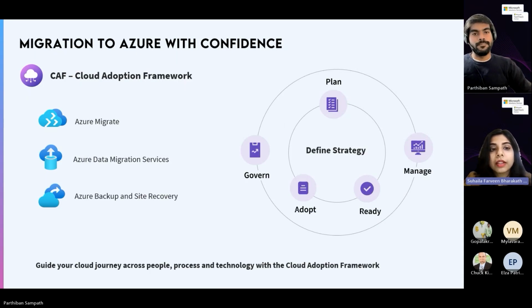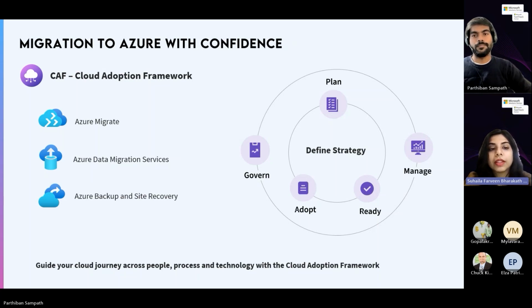Migrating can get chaotic without a solid strategy. So that's why we follow the Microsoft Cloud Adoption Framework, a structured, step-by-step approach to ensure a smooth transition. The Cloud Adoption Framework has six different stages. For each and every stage, the customer needs to look into it and take the required action before they are migrating to the cloud. The first one is defining the strategy.